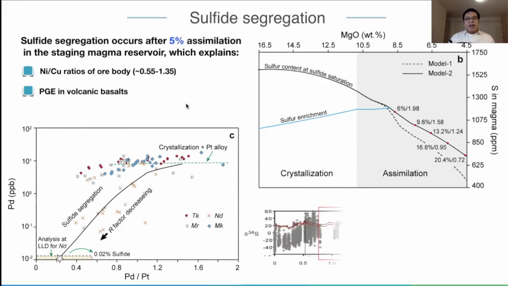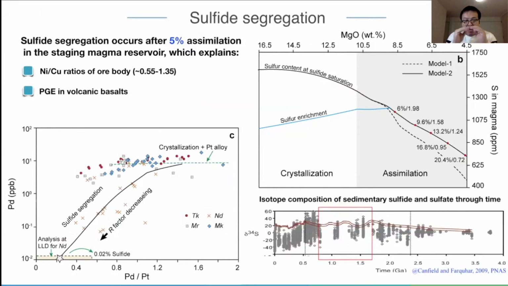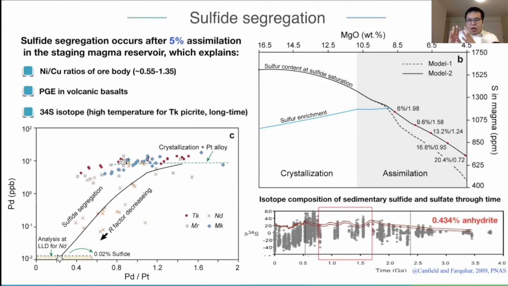And secondly, because we think the magma chamber sits on the boundary between the basement and the sedimentary rocks, we can see that the sulfide and the sulfate in the sedimentary rocks above this magma chamber also have a high sulfur isotope. So I calculated that maybe just 0.4% of anhydrite in this system will increase the sulfur isotope to the high values of the ores.